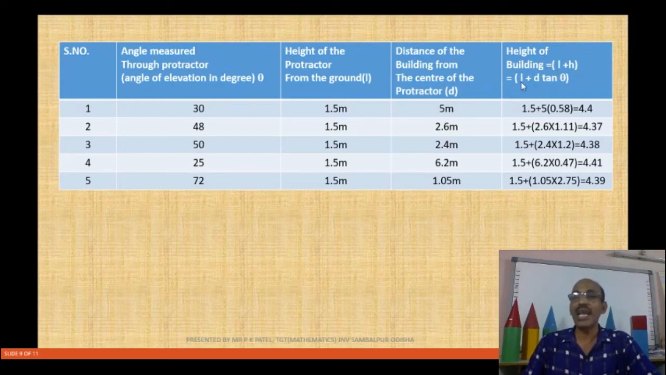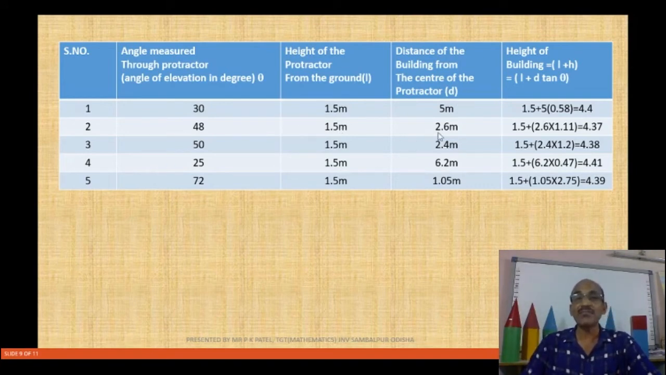That L plus h is L plus d tan theta. By approximation, we already simplified that h is equal to d tan theta. So on solving we get 4.4 in the first case. Take the second one. The angle measured is 48 degrees, suppose. Then the height is the same, 1.5 meter, because this is the height of the center of the clinometer from the ground level. So this must be equal in all the cases.